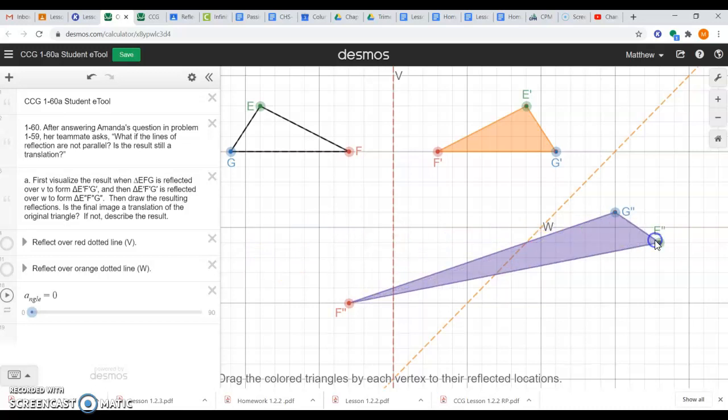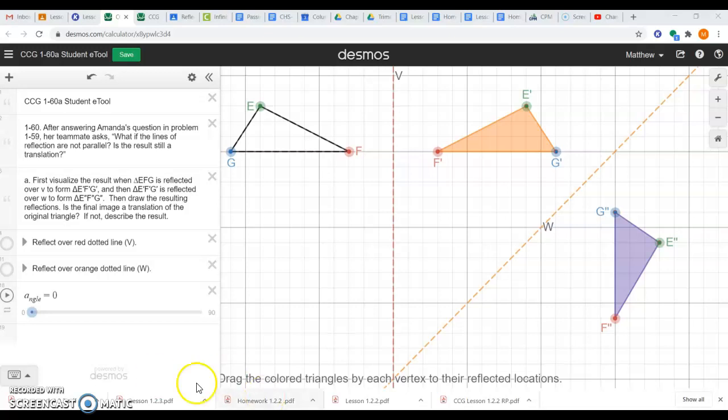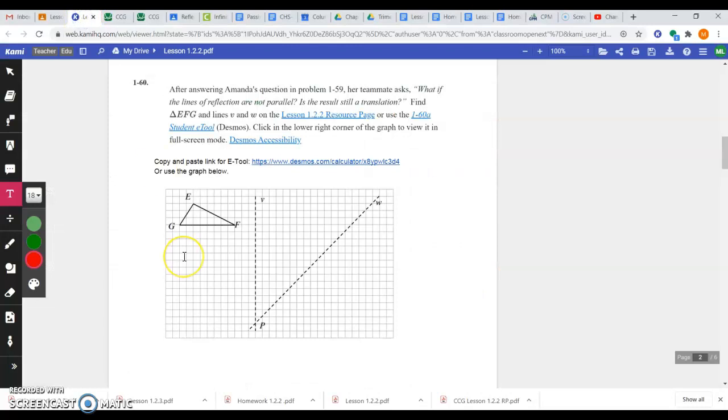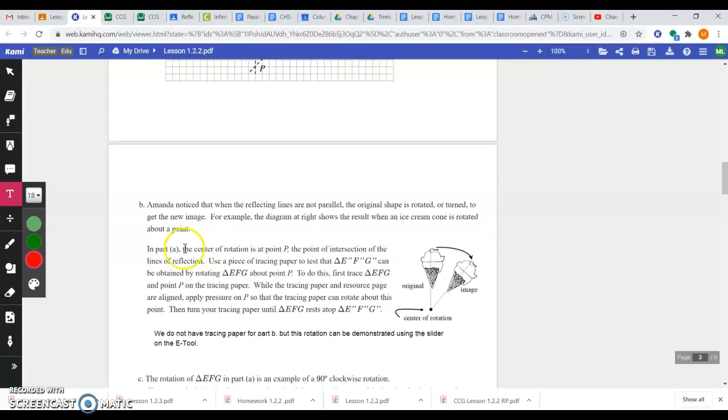I kind of lost it. I'm just going to finish this reflection for time reasons. Sorry, I kind of cut myself off there trying to edit that. But really, I just finished that last reflection, so I flipped it over that diagonal line using the diagonal counting method. And what I want you to notice, and this goes with the next problem, is Amanda noticed that the reflecting lines are not parallel, and the original shape is now rotated. So it brings in that idea of rotation.